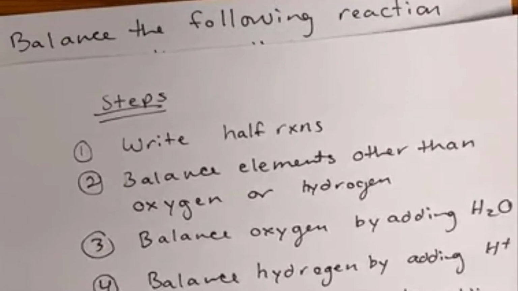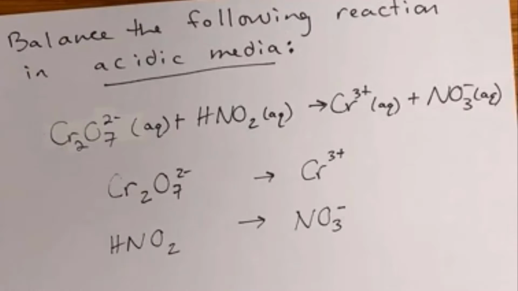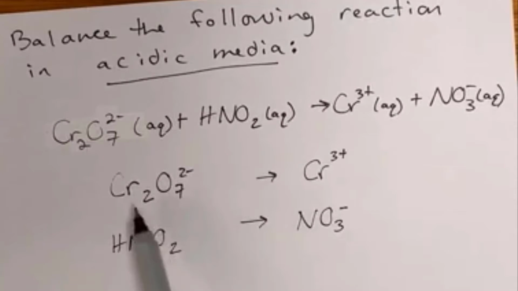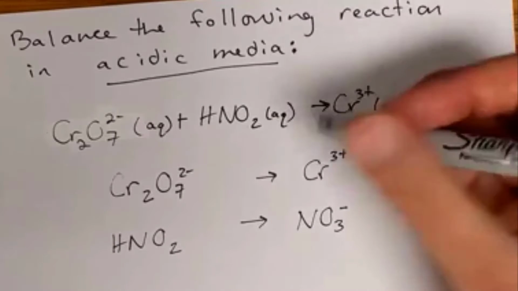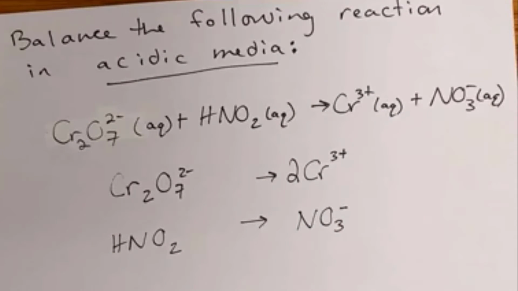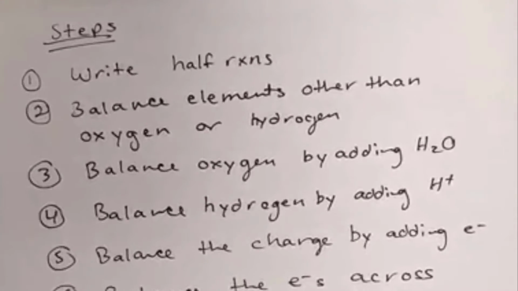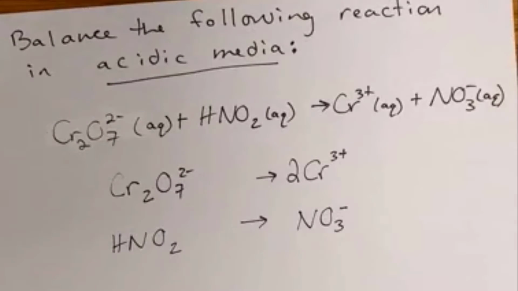Next step says balance any element that you have other than oxygen or hydrogen. So what do I have? I've got chromium over here and chromium over here, but there's two over here. So the first thing I have to do is make sure that I have two chromiums on this side. I have one nitrogen here and one nitrogen here. Those are fine. The next step says balance out my oxygens by adding water.